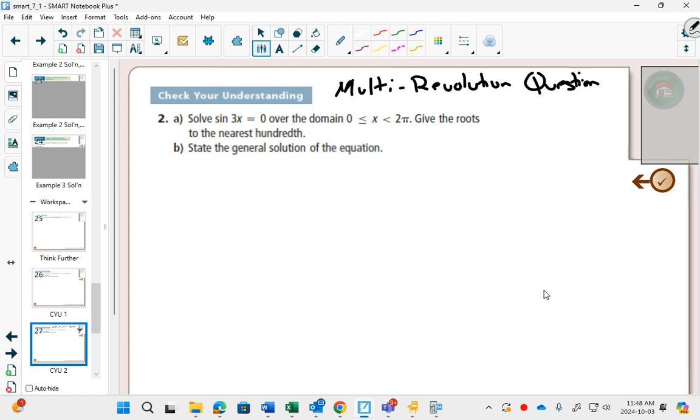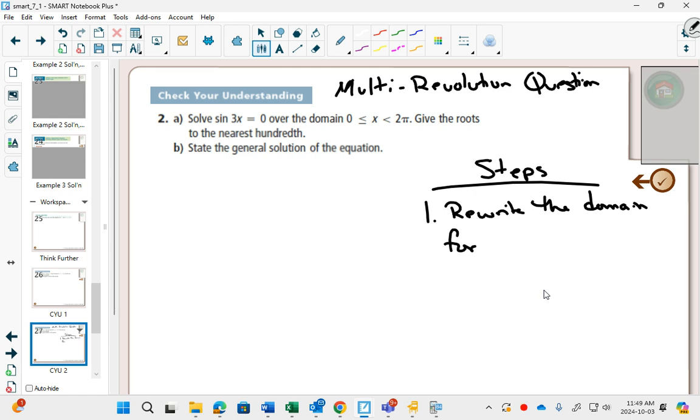If you're solving sine of 3x equals 0 over the domain from 0 to 2 pi, we're going to write our steps off to the side here, and we'll do things as we go. Part of the steps, in quotation, is rewrite the domain for 3x. I put the 3x in quotations because we have a 3x in our question. If it was a 2x, you would rewrite the domain for 2x. If it was a 7x, you would rewrite the domain for 7x. And the way that it works is as follows.